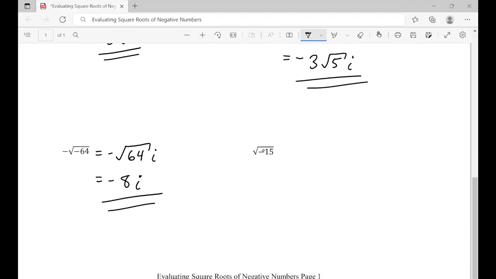Last, square root of negative 15. Again, just take that negative and kick it on out. So we're going to get square root of 15 i. And square root of 15 cannot reduce down. So it's the nicest one of the whole bunch. There's nothing else to do. That's our answer.